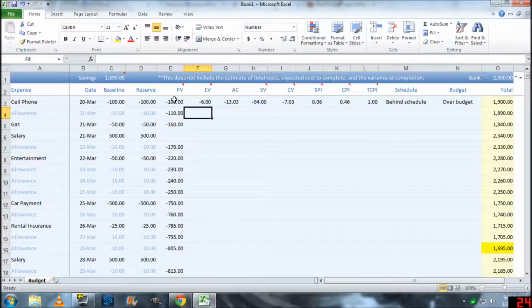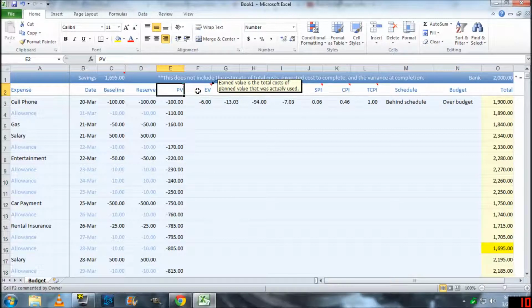So my planned value for each day changes. Basically, it changes per expense, but it's supposed to be daily. Now, if you're a project manager, you could do it weekly, you could do it monthly, you could divide it as many as you want, as long as you know how much your planned value is for each certain time. That's what planned value is.